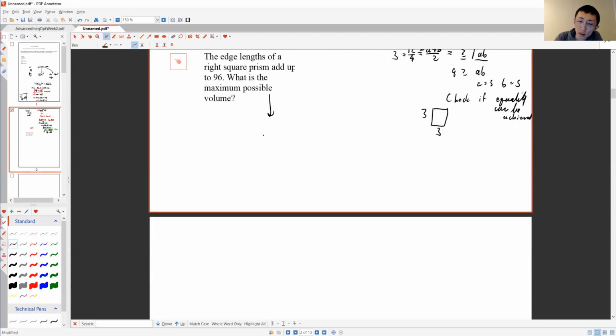For this one, if you have some square parallelepiped with all right angles, and you're given that all 12 edges add up to 96, so 4a plus 4b plus 4c is 96. Then again, if you want to maximize the volume, you want to maximize a product and you're given that a sum of variables is constant. So you can just change this to an inequality, AMGM. Max ABC equals question mark.